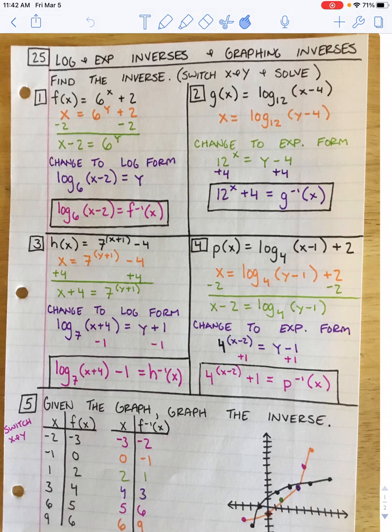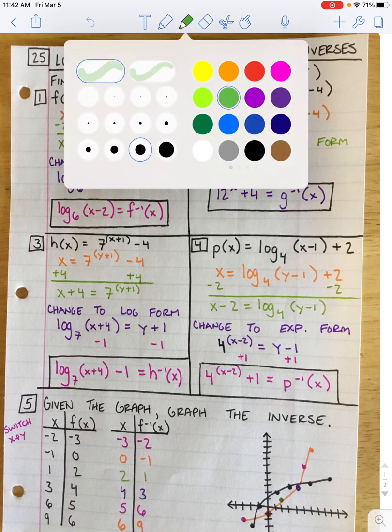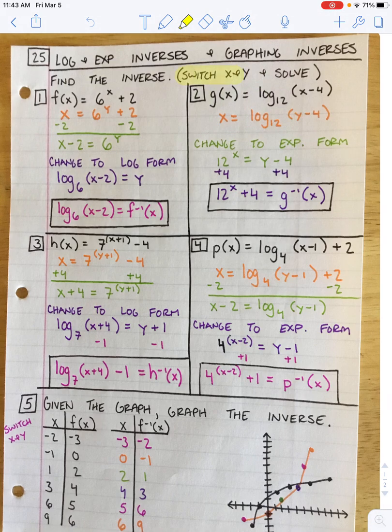Okay, so today we are going to be finding inverses of log and exponential equations. And we're also going to be practicing graphing inverses. So remember, to find the inverse of anything, we switch our x and our y values, and then we solve.